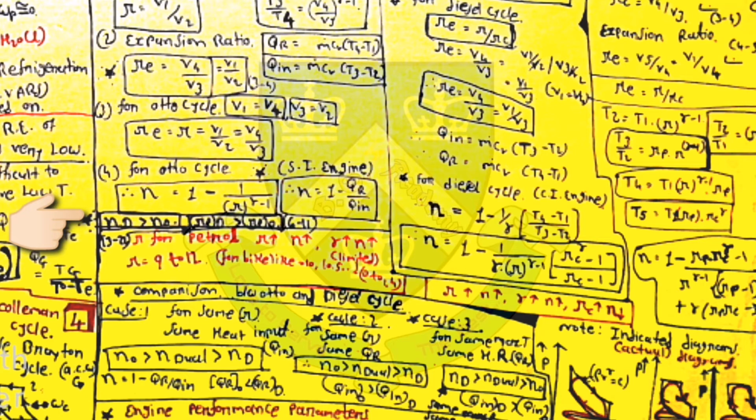For Otto cycle, efficiency is equal to 1 minus 1 upon R raised to gamma minus 1. And also efficiency is equal to 1 minus QR by Q in, which is for SI engine. Here note one point that efficiency of diesel cycle is greater than Otto, and the pressure ratio for the diesel cycle is also greater than for Otto cycle.